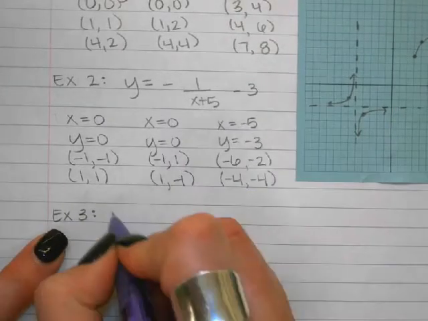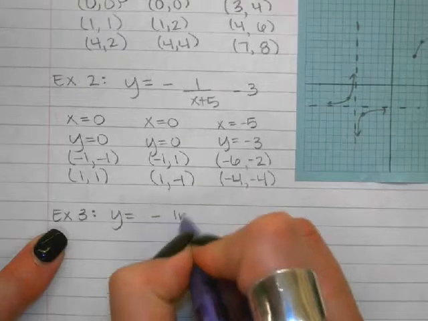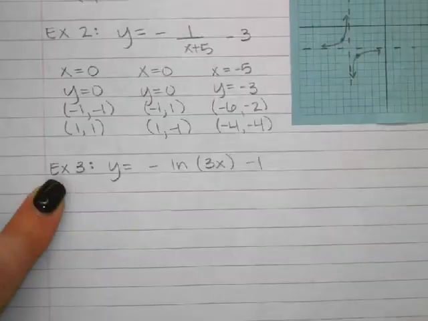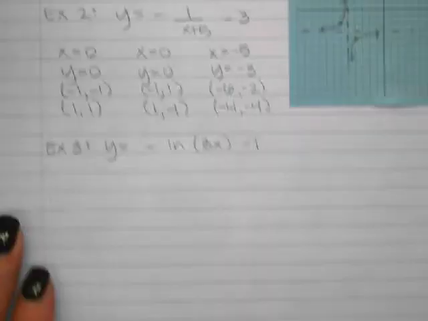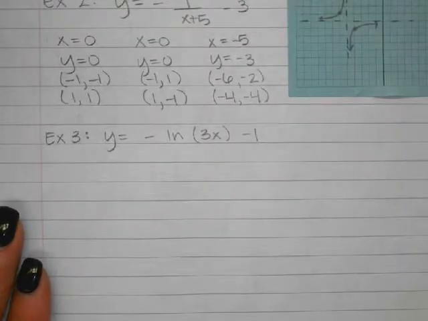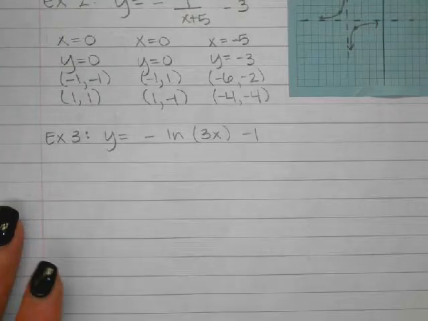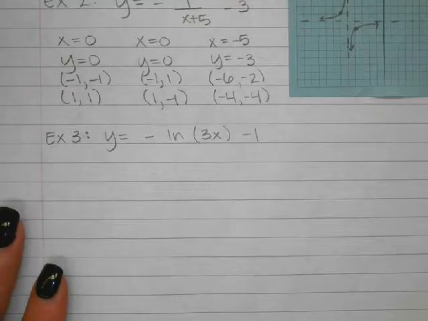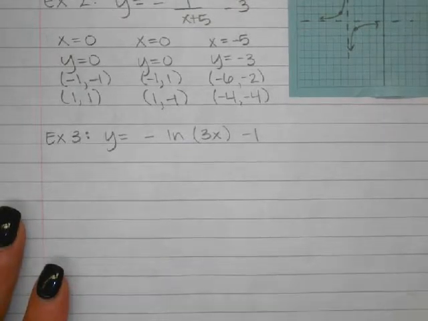So for this one, I'm going to do y equals -ln of 3x minus 1. And again, you can notice that I have not used a calculator for these, because this is a scale that I want you to have. Obviously, I know you can just plug this into a calculator. However, basic knowledge of these functions and being able to do it by hand is really important.